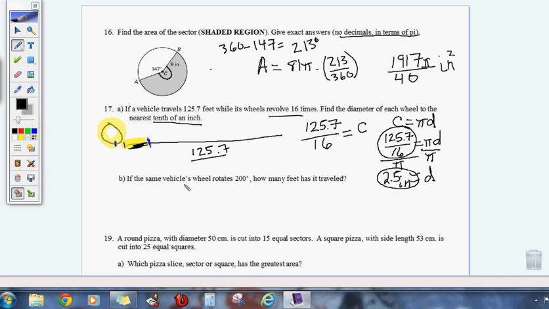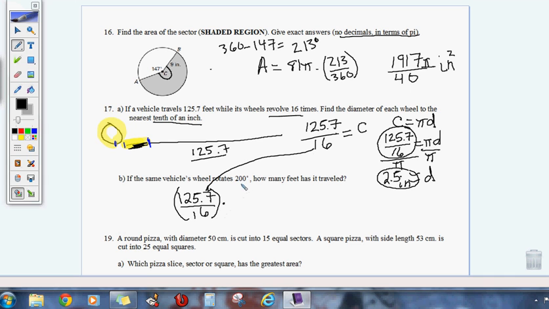If the same vehicle rotates 200 degrees, how many feet has it traveled? Okay, so now we say, all right, this exact same vehicle is now going to only go 200 degrees. So we know that it's going to go not this entire distance, just 200 degrees of that. So it comes back to the sector length here. So you're going to have a circumference, which remember, the circumference we already found, an exact measure here, 125.7 over 16. That is the circumference of the circle. We found that up here, and we're going to take a fractional part.